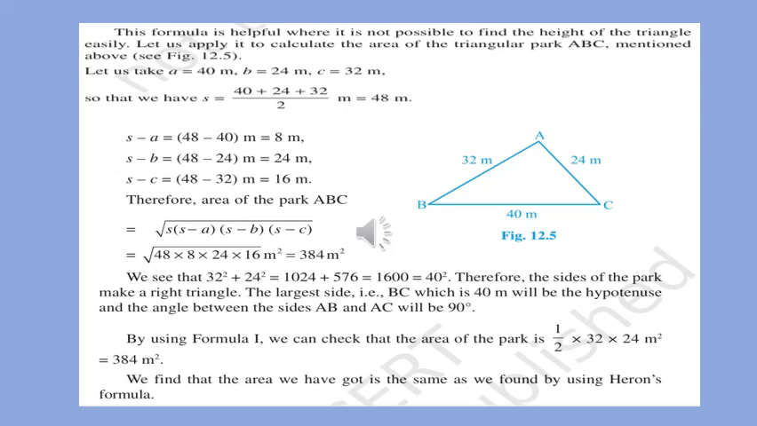So by using the formula half into base into height, we can check whether it is true with the Heron's formula answer or not. So half into base into height is what? See here, half into 32 meter into 24 meter. As A becomes 90 degree, one side is height and one becomes the base. So it equals 384 meter square, and therefore the area we have got is the same as we found by using Heron's formula.